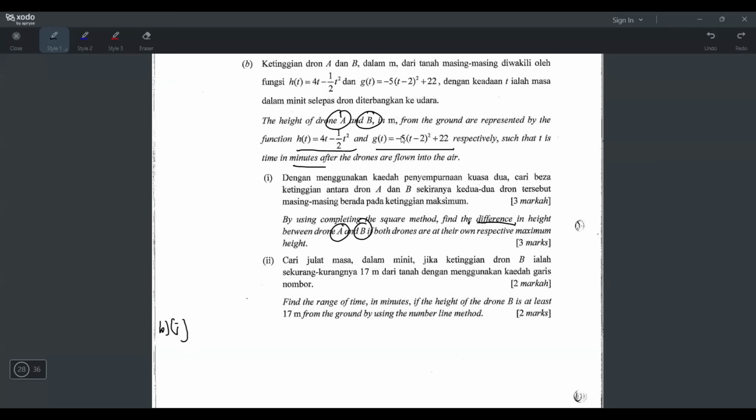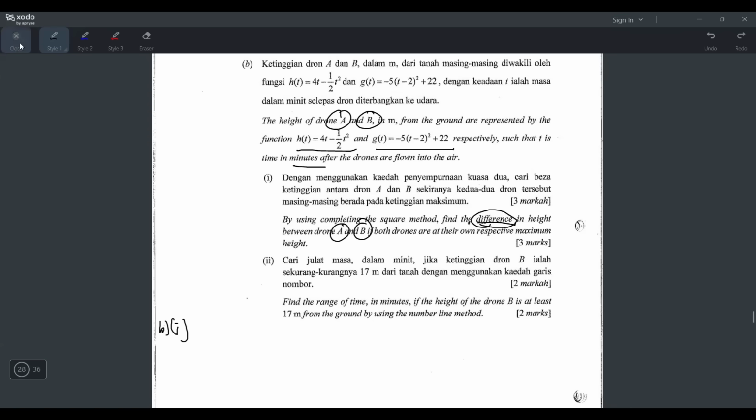Okay. And after you find the maximum point, take the y coordinate because they want to find the difference in height. So if you want to find the height, you will take the y coordinate, because the y coordinate will tell you the vertical distance, right? And then take big minus small, because they want the difference, right? And they already say which method: using completing the square.